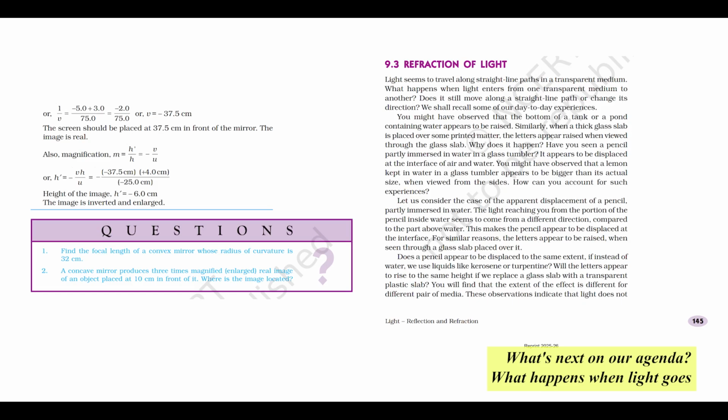What happens when light goes through things instead of bouncing off? That's the perfect transition, leading us to the second major phenomenon, refraction of light. This is just as important as reflection for your exams and for understanding everyday optical effects.